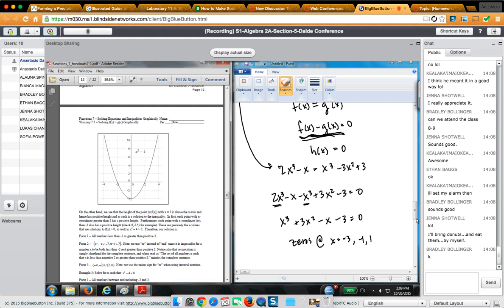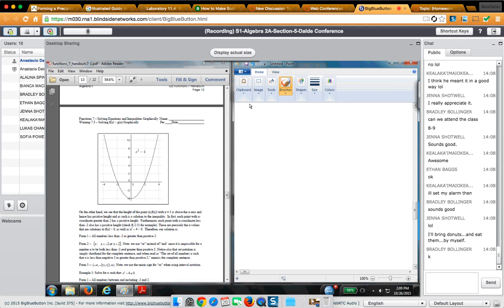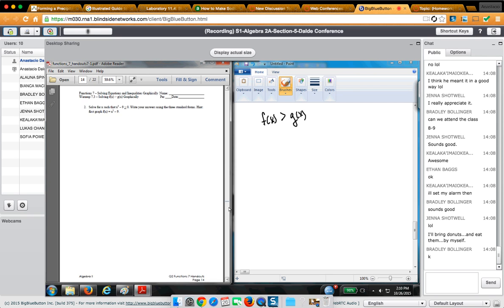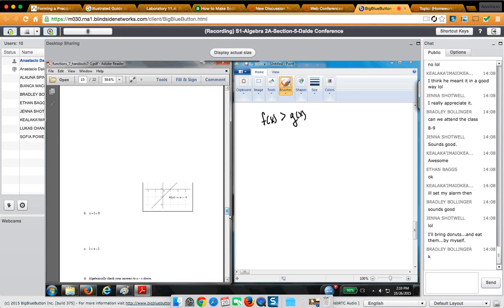The next thing I'm going to ask you to do is, I asked you, when does f of x equal g of x? Well, the next thing I'm going to do is say, well, when is f of x bigger than g of x? When is this graph above the other graph? That's really what it's asking. So let's just skip the warm-up and we'll try to do this.